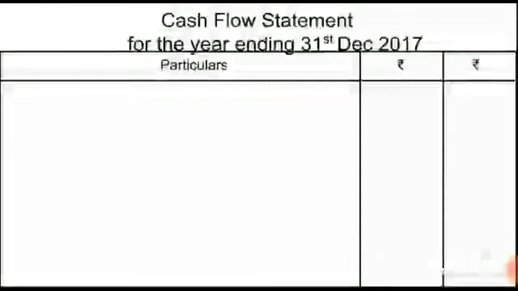operating activities. Before I start, let me show you the format of a cash flow statement. The heading we write as cash flow statement, then it is followed by the words for the year ending, and in this case it is 31st December 2017. Then we have the particulars column followed by two amount columns. The first amount column is for writing the detail amount, and the final amount is presented in the last amount column.